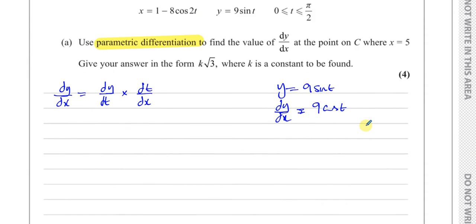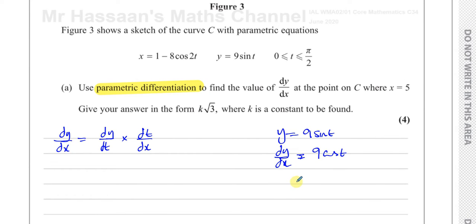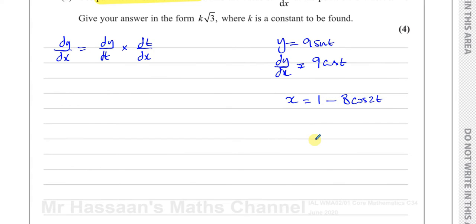Then the next expression we have to differentiate: we're going to find dt dx, but let's find dx dt first because that's easier. x is 1 minus 8 cosine 2t. Making t the subject of this is going to be a big hassle, so we're going to find dx dt and then use its reciprocal. To differentiate, 1 becomes 0. Minus 8 stays as it is because it's multiplying, so this is minus 8 cosine 2t. The 1 goes because it's added, not multiplying.